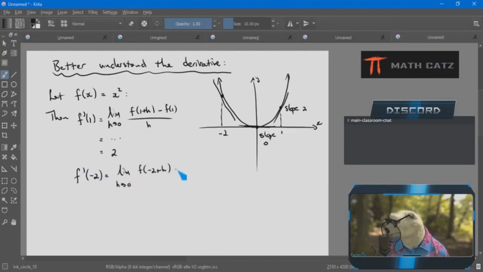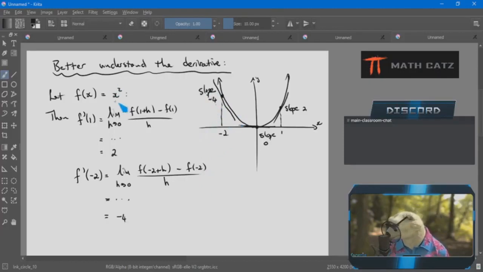-2 plus h inside the first function, -2 inside the second function, over h. I go through the motions. A few moments later, I get -4, which makes total sense. It's negative. It's a little steeper, -4.